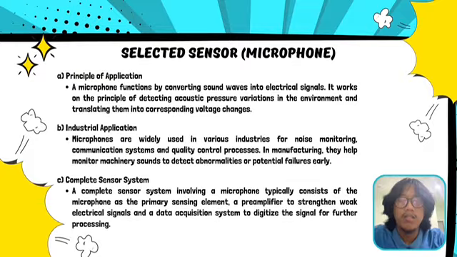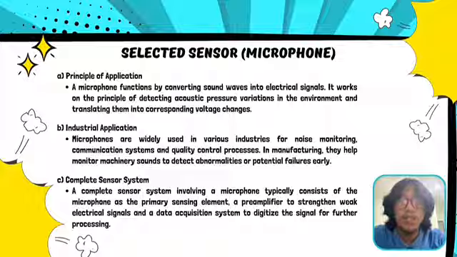So next, in terms of industrial application, microphones are widely used for noise monitoring, communication systems, and quality control processes. For example, in manufacturing, they monitor machine sound, allowing for early detection of abnormalities or potential failure.